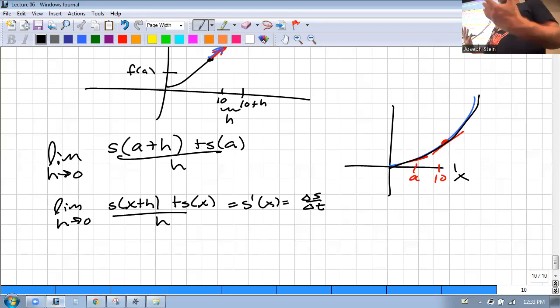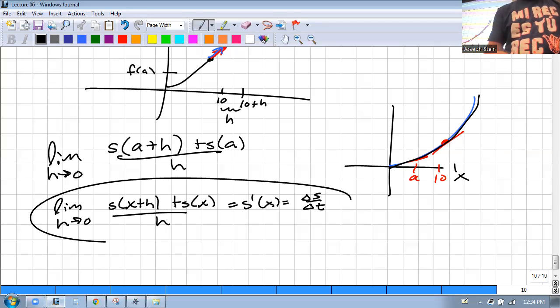Like I said, if you have a function that tells you a distance at a given time, what we want is a function that tells us the velocity at a given time. And we want another function that tells us the acceleration at a given time, right? And this is how you do it. Right here, this gives you the slope. The slope is the rate of change.